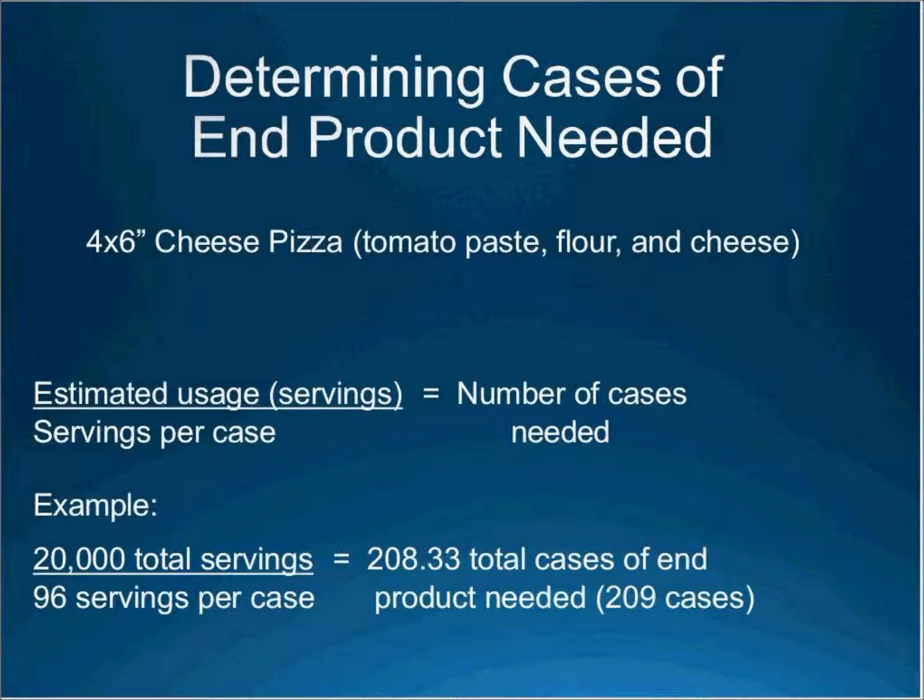We will then divide the 20,000 servings needed by 96 servings per case, which equals 208.33 cases. This is the number of cases needed to order to fulfill your menu requirement. You must round up to 209 cases to ensure you have enough pizza to serve. Using this calculation method, you now know that you will need to order 209 cases of cheese pizza in order to serve it once a month for 10 months to 2,000 students. Pretty simple, right? First step complete.